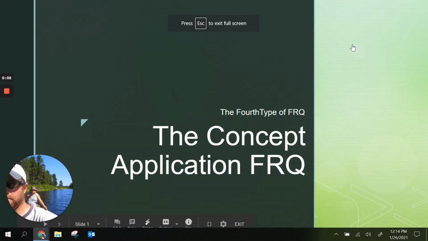All right, folks, we're here today to learn how to write the fourth type of FRQ, the concept application. I sometimes refer to it as the content application because in this type of FRQ, this is where your IDs are going to come in real handy. Okay, having all those IDs on all that different terminology, this is what it's for. Okay, the concept application FRQ.